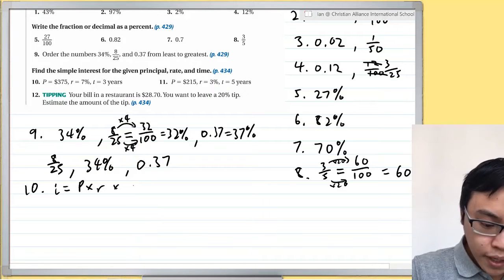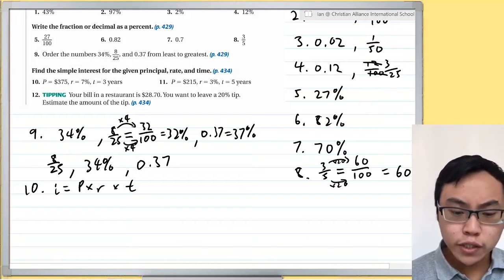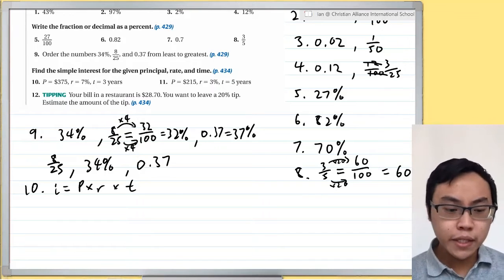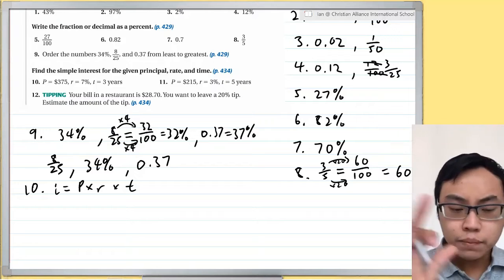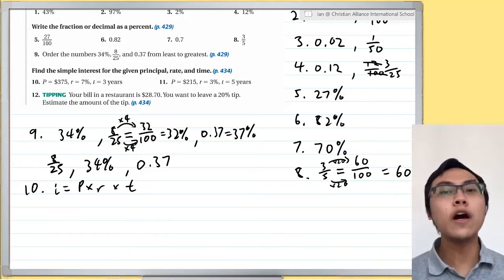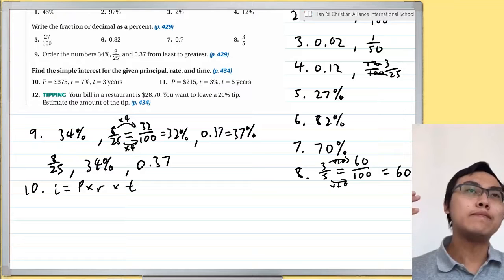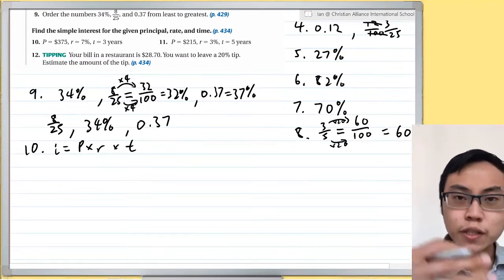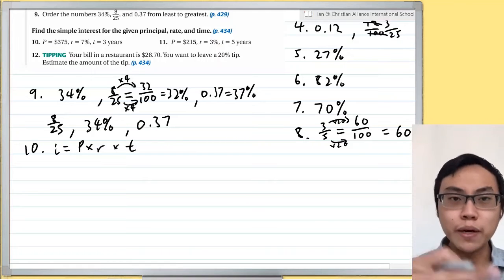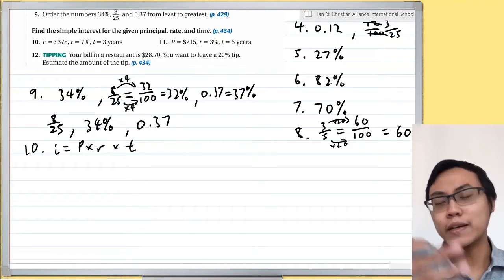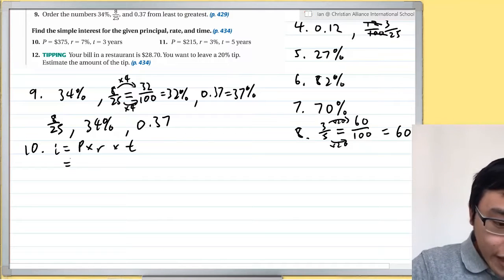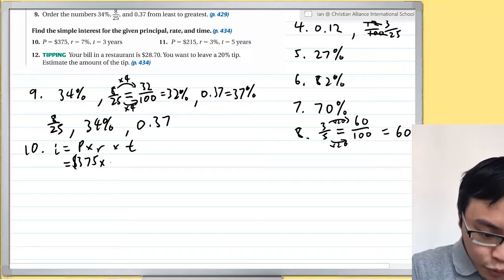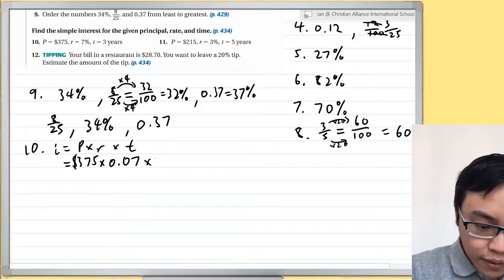times the time. So I used a different notation. I used I as the interest rate before, but here it says the rate is R, but it shouldn't change. So if you got that mixed up, then just use common sense, in which you need to multiply the rate by the principal. So anyways, we have here $375 times the rate, which is 7%, 0.07, times 3 years.